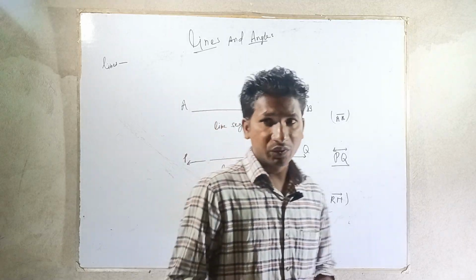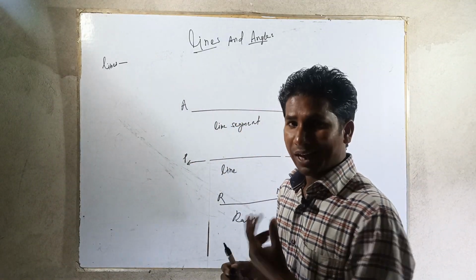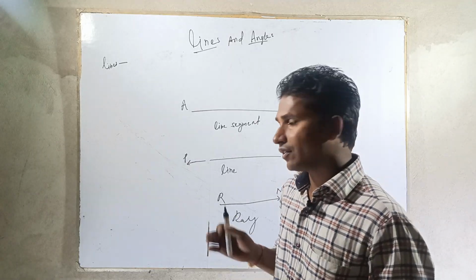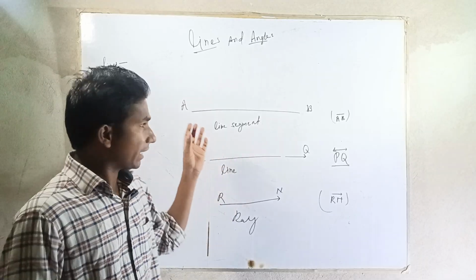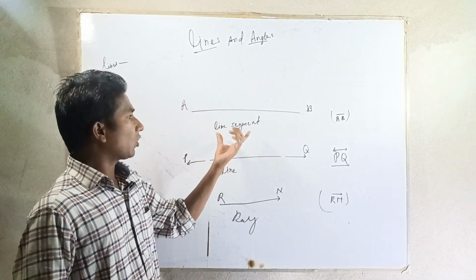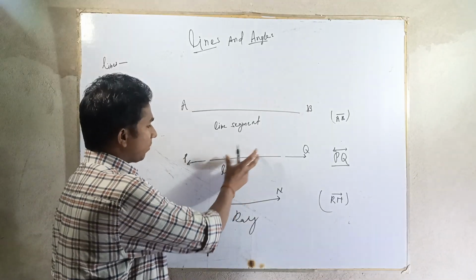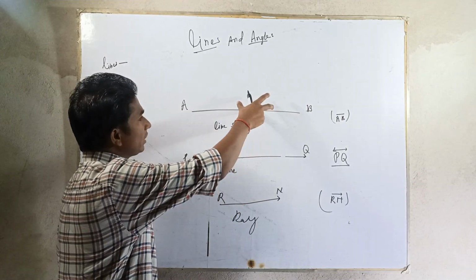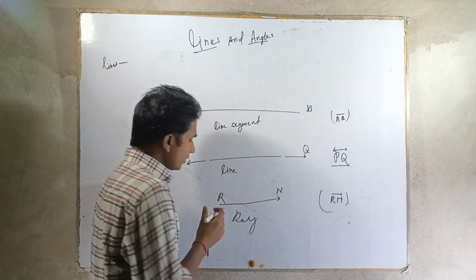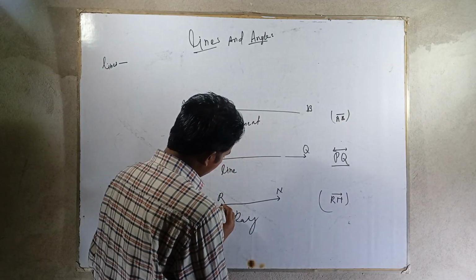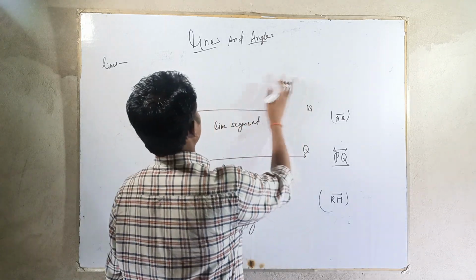I hope you understood each and everything I taught you. If it is clear, please note it. Again, a line segment is a middle part of a line. And a ray is where one side has the arrow sign. It is called a ray.